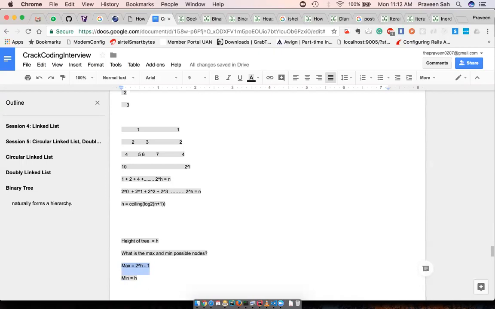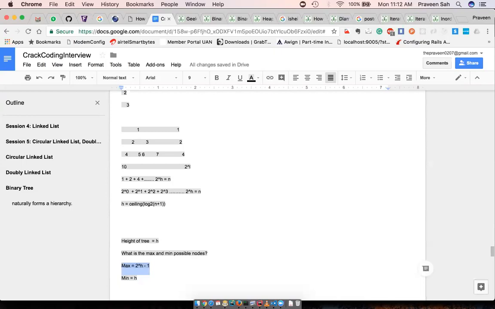So again, we have height h. At the 0th level we have the maximum number of nodes, 1 node. At the first level we have a maximum of 2 nodes. At level 2 we have all 4 nodes. At level 3 we have all 8 nodes. So by doing this, we can say the maximum possible is 2 to the power h minus 1. It cannot be more than that. Okay, everyone? Yes. Okay.